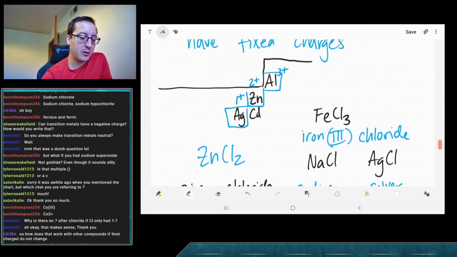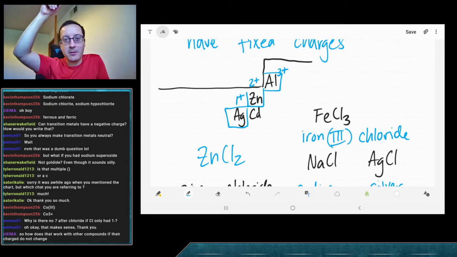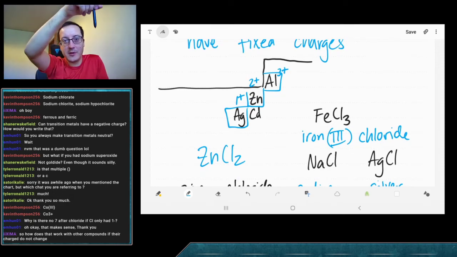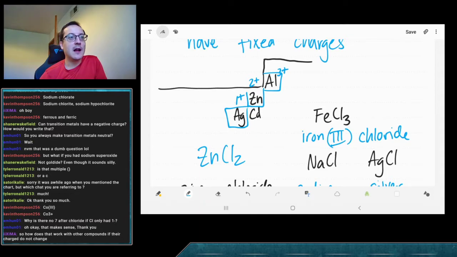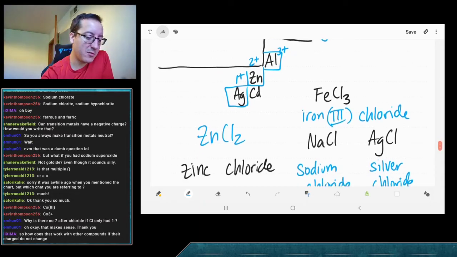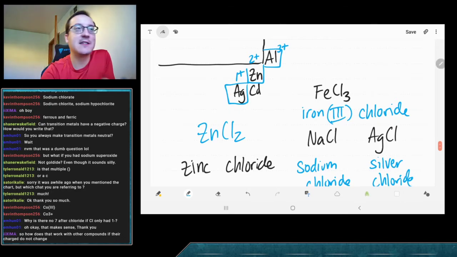Okay, and so you can look on your periodic table. Aluminum, zinc, and silver are in a diagonal. And so you could remember it, aluminum is 3, 2, 1, if you just go down that diagonal. 3, 2, 1. So hopefully that would be one way to remember that. And cadmium is just the same as zinc, so don't worry. Same idea.